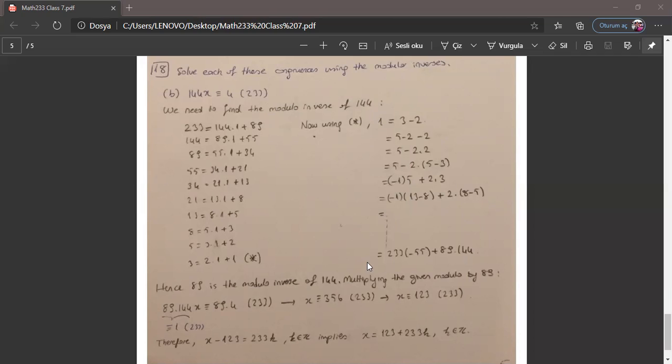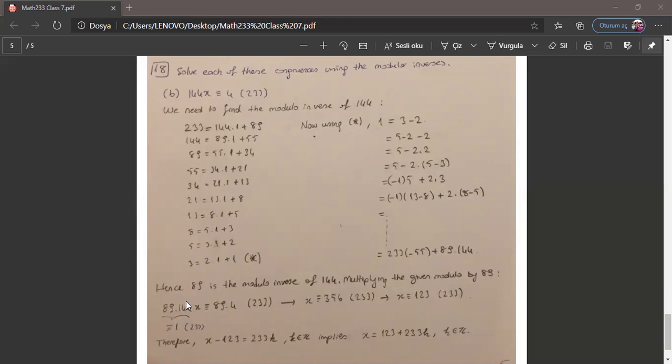So we get 1 equals 233 times minus 55 plus this. So it gives you that 89 is the modular inverse of this number, 144. You can use this one to get the inverses. So we can multiply this congruence by this number. If we multiply each side, we get this.